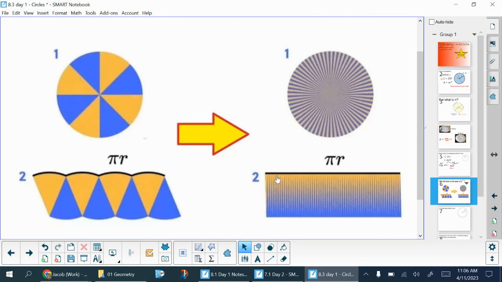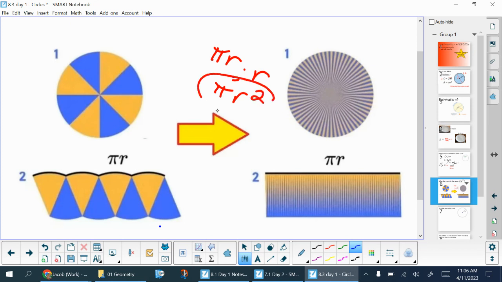The circumference, or half of the circumference, times the radius. I can just write that out here. Right? Pi r times r, well, r times r is r squared, and that's our area of our circle.